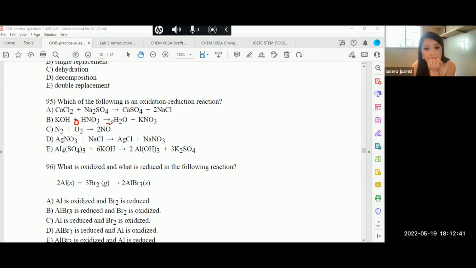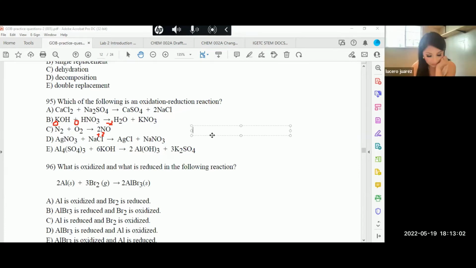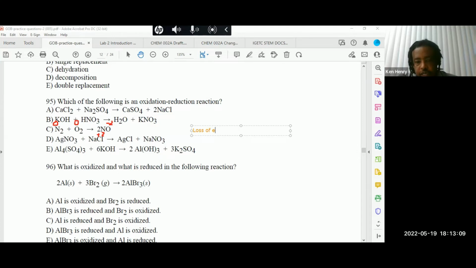So that means that nitrogen here has to have a +2 charge, right? And if you're going from 0 to +2, is that loss of electrons or gain of electrons? 0 to +2. That's gaining. Okay, so 0 to +2 is gaining electrons? Losing, because it's the opposite. That's right. So loss of electrons is oxidation.